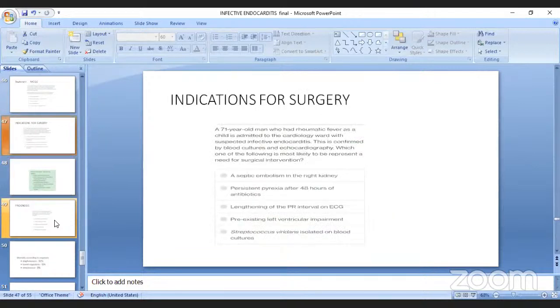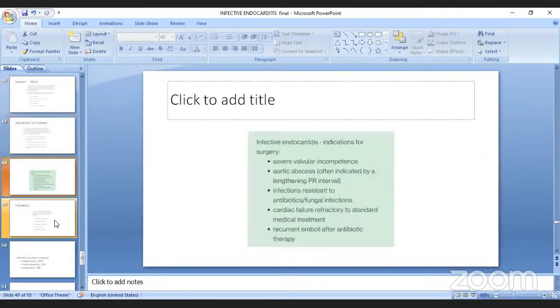So your answer over here is lengthening of the PR interval on ECG. This will represent a need for surgical intervention, because whenever there is an aortic abscess, there will be some conduction abnormality, and that will be indicated by a lengthening of the PR interval in the ECG.